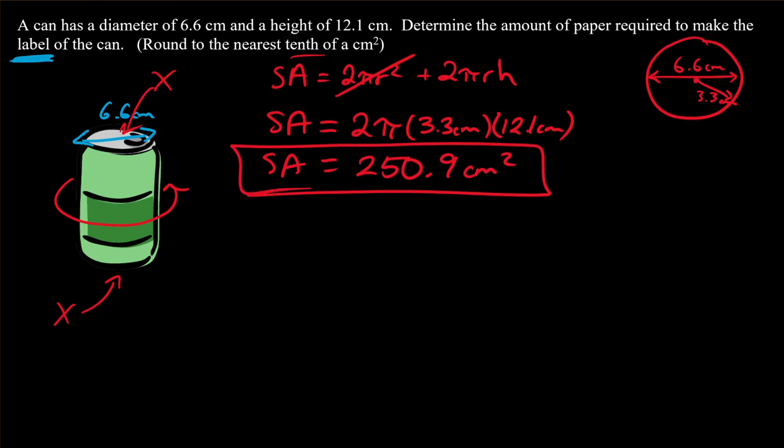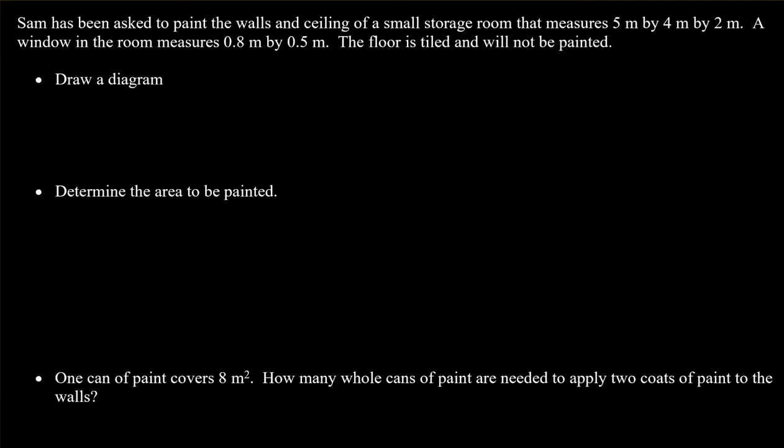So that's how much paper is required to make the label of this particular can. Let's try our last application question. Sam has been asked to paint the walls and ceiling of a small storage room that measures 5 by 4 by 2. A window in the room measures 0.8 by 0.5 meters. The floor is tiled and will not be painted. So let's draw a picture of this.